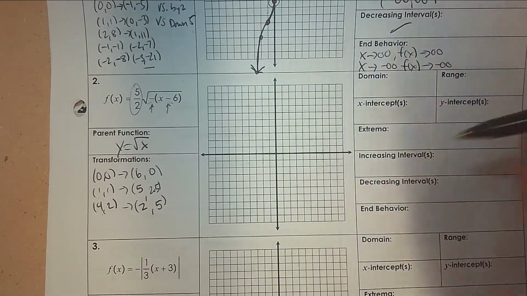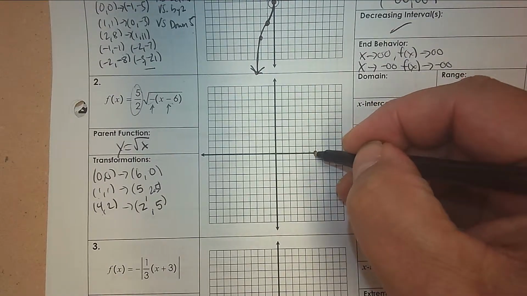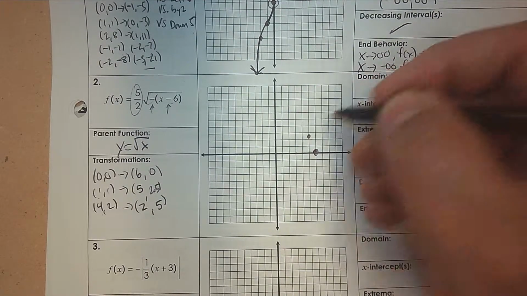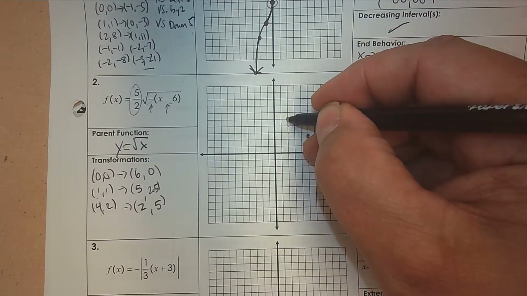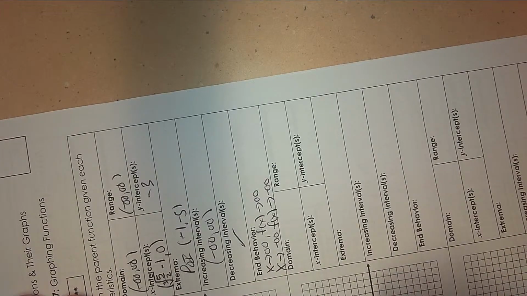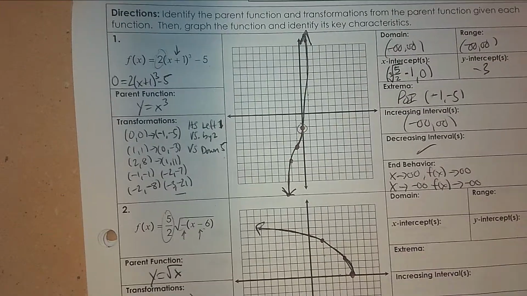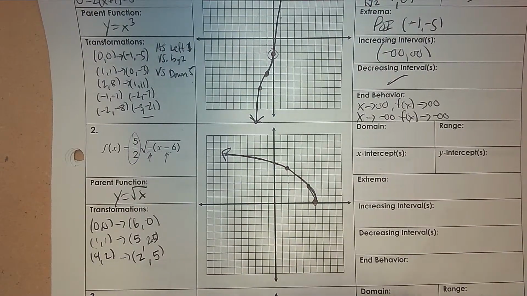So now we have the points we need. So 6, 0. We have 5 and 2.5. We have 2 and 5. And there's our curve, like a parabola on its side, a half a parabola curving up on its side. So there's what it looks like. Notice the negative inside made it reflect over the y-axis, so now it's pointing left instead of right.